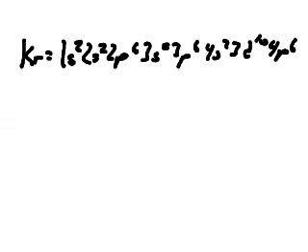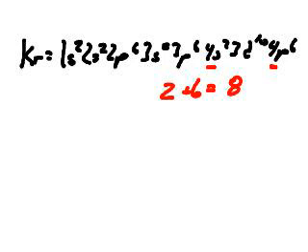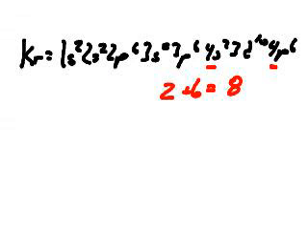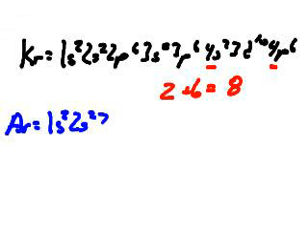So let's look. Highest valence electrons are in the 4th level. So we add together 2 in the 4s, plus 6 in the 4p, 8 valence electrons total. The other one I wanted us to do was argon. So let's take a look at argon. Argon is atomic number 18. So we'll go 1s2, 2s2, 2p to the 6th, 3s2, 3p to the 6th.